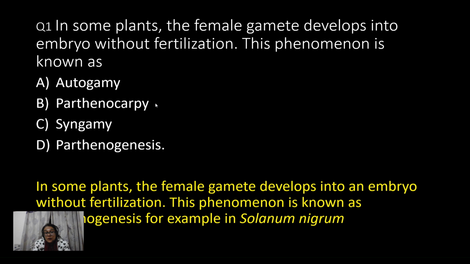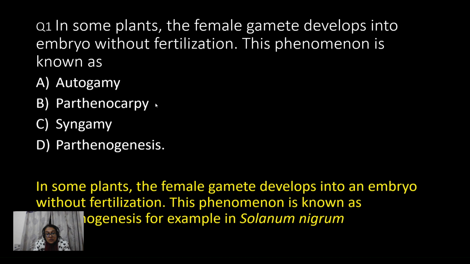So what is this phenomenon called, whether it is autogamy, parthenocarpy, syngamy, or parthenogenesis, right? So here the correct answer is parthenogenesis. Although parthenogenesis is common in animals like turkey and lizards, it can occur in some plants too. So the female gamete will develop into an embryo without fertilization, and this phenomenon is known as parthenogenesis. A common example is that it occurs in Solanum nigrum, right? So the correct answer will be D.